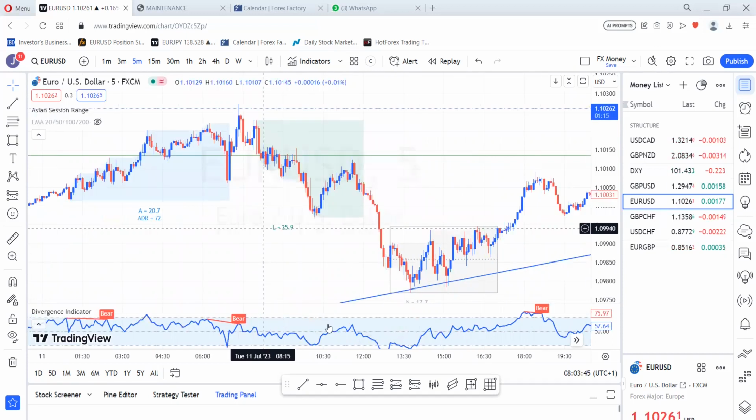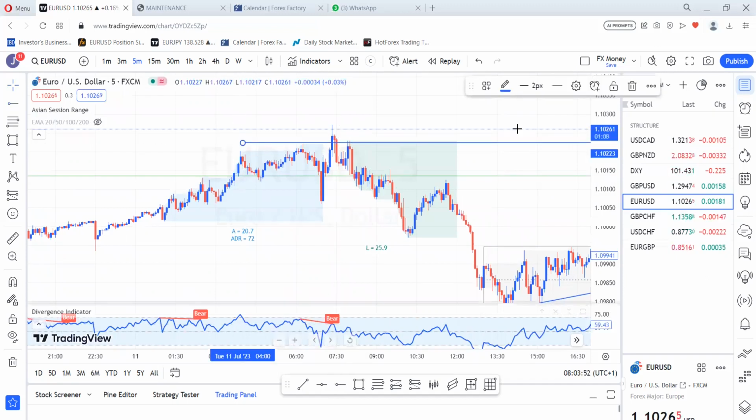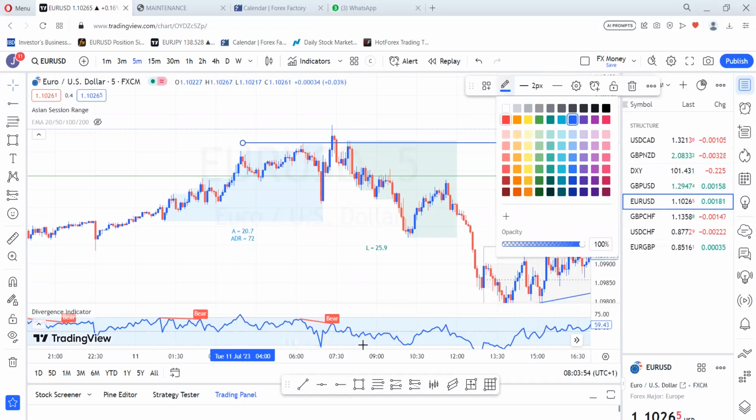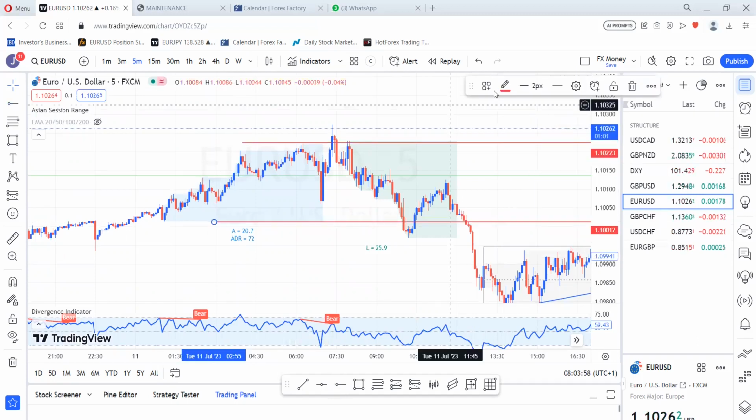So what you need to do is, let me just put in, this was the Asian high. Let's use red for that. This was the low. I'm going to use blue for that.